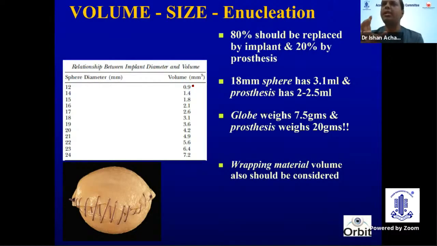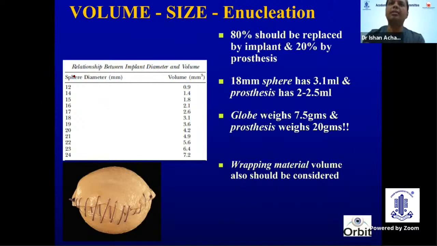The prosthesis is usually around 2 to 2.5 ml. If the volume of the prosthesis is more than that, it will be significantly heavy, and it will put its weight on the lower lid, thereby causing sagging of the lower lid.